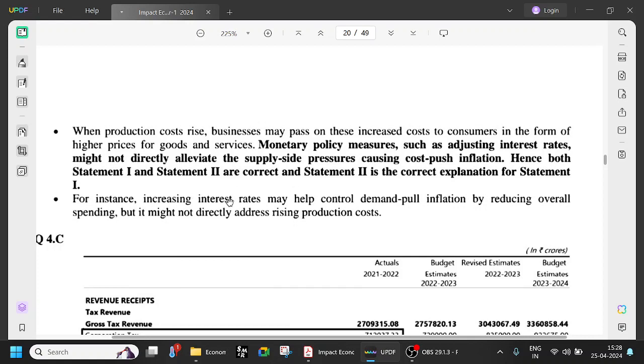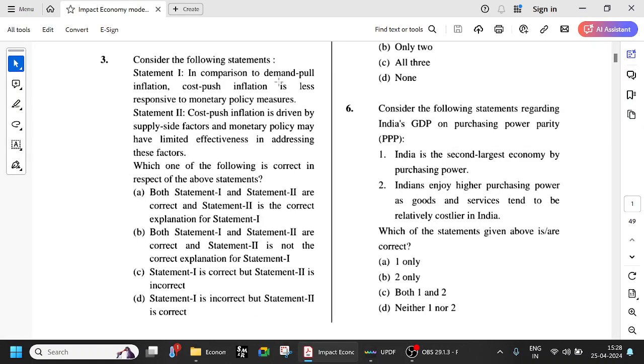So this monetary policy of adjusting the interest rate will have no effect on the raw material. If the raw material cost increases, it is due to other factors. So in comparison to demand pull inflation, cost push inflation is less responsive to monetary policy measures, which is true, right? Cost push is about the supply, raw material, increase in wages of labor. All these things are not in your hands.